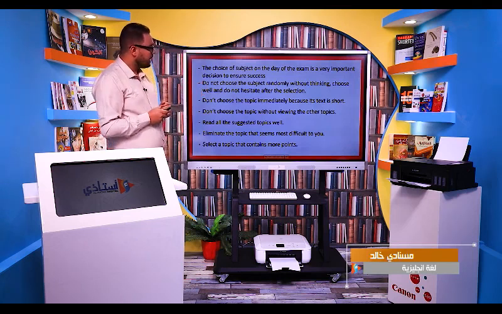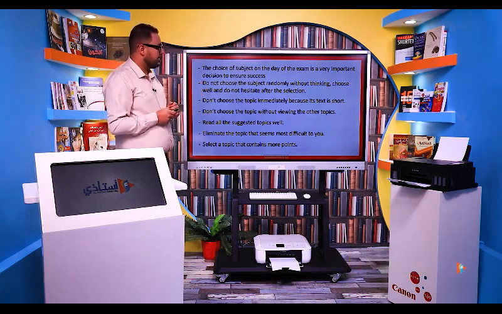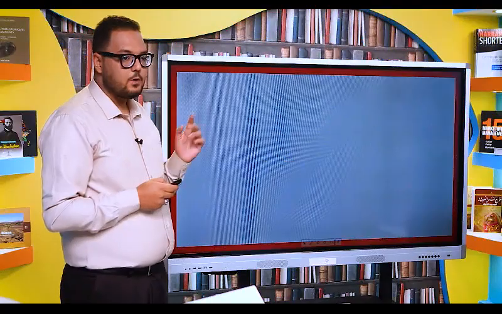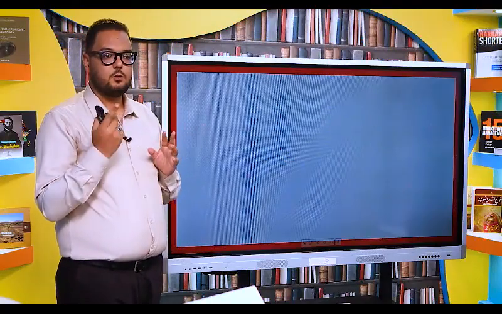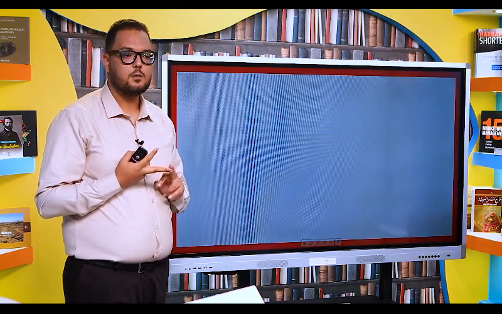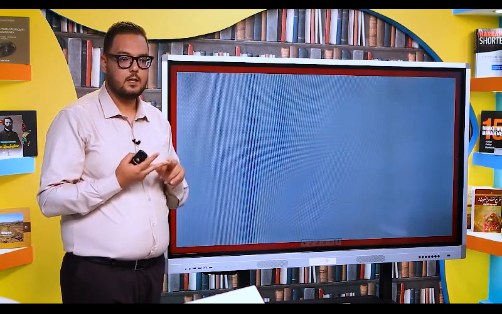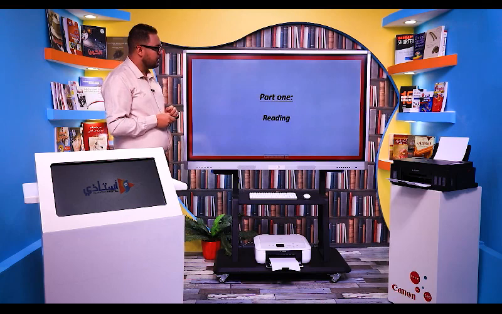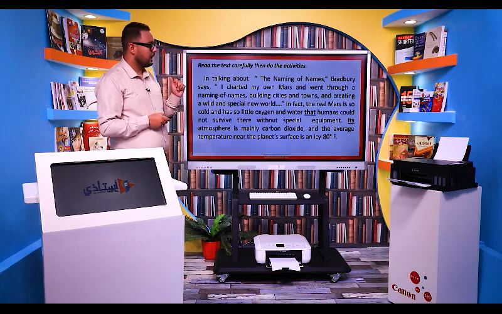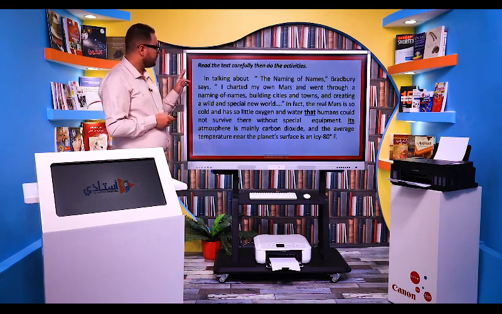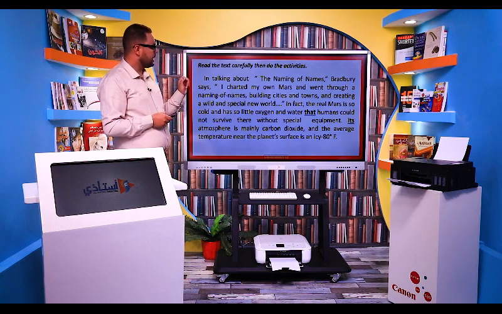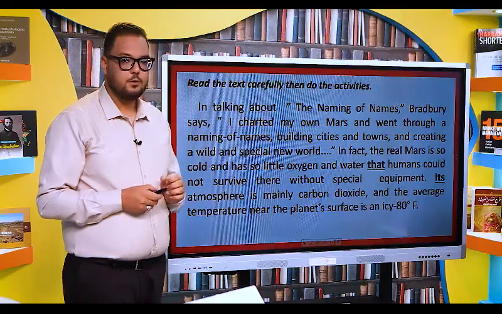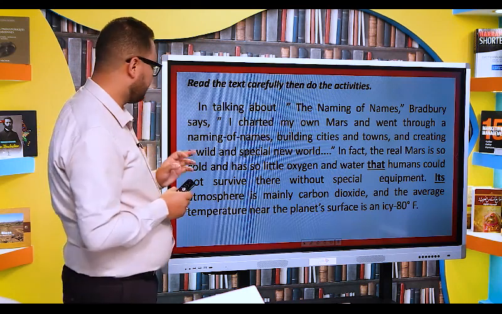Now we are going to move to our exam. As we know, the exam contains 2 parts. The first part is the reading one, and the second part is the written expression. Part 1 contains 2 sections. Section 1, which is reading comprehension, has the text. Read the text carefully, then do the activities.